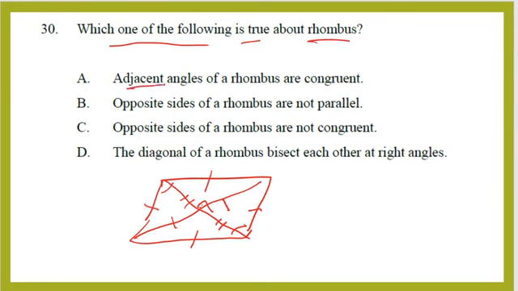A, adjacent angles. If we are talking about adjacent angles, they have to be supplementary. What does it say here? They are congruent. No, wrong. They are not congruent. Opposite sides, they have to be parallel. But here it says not parallel. No, they are parallel, like parallelogram. And opposite sides of a rhombus are not congruent. Wrong. All of the sides are congruent. Not only opposite. All of them are congruent. The last one, the diagonals of a rhombus bisect each other at right angle or perpendicularly. This is correct. So the answer will be D.